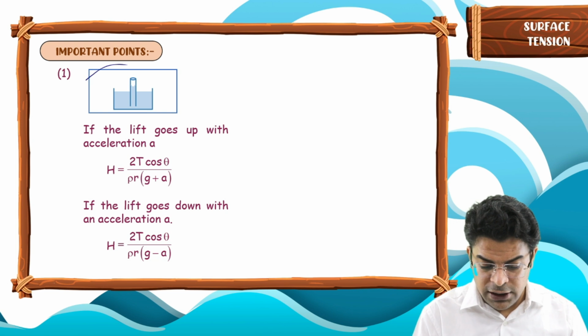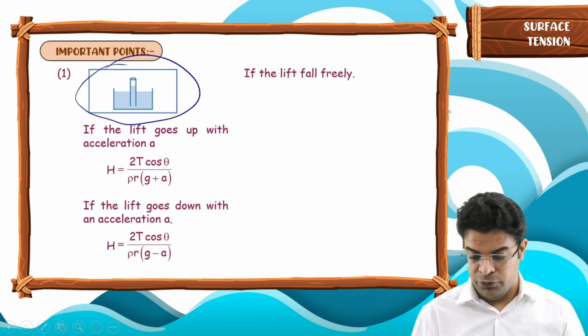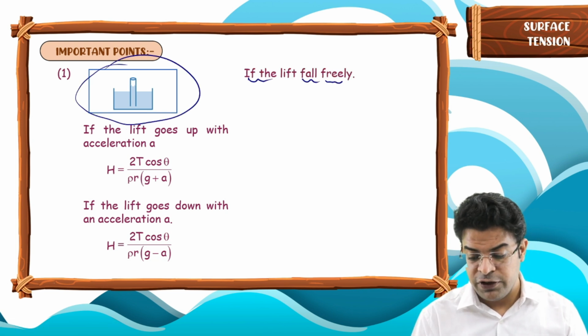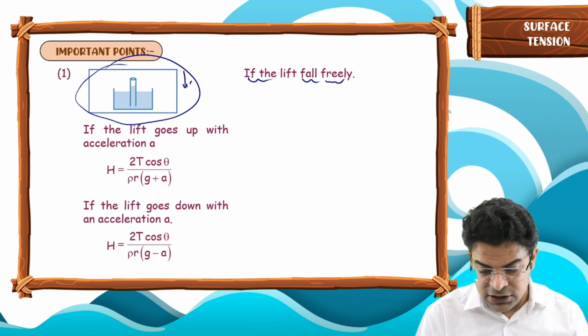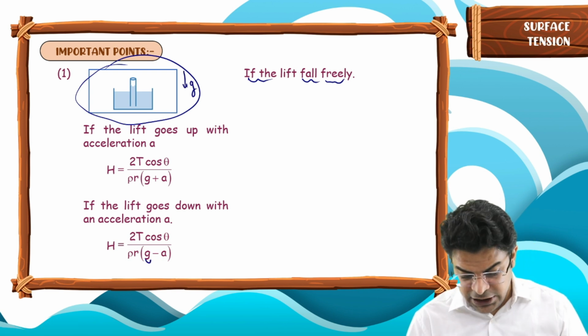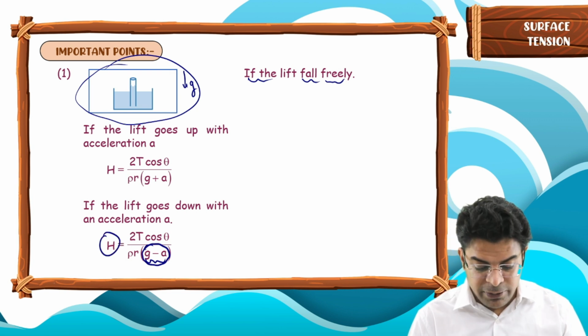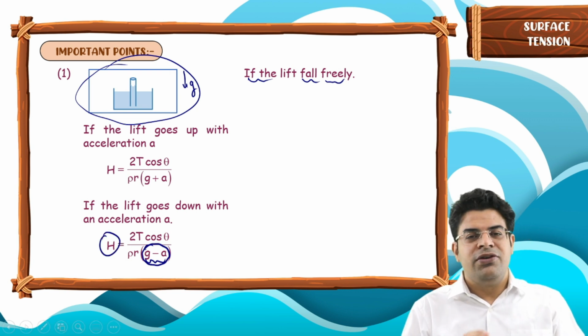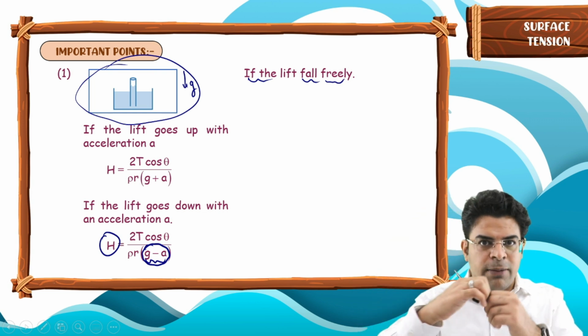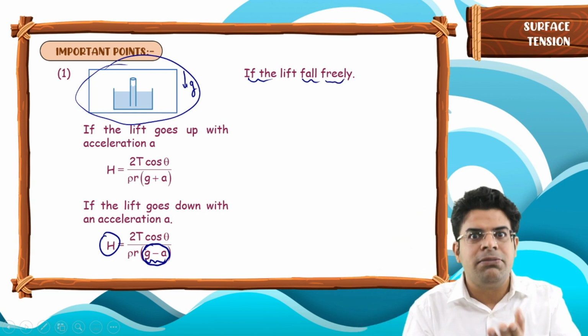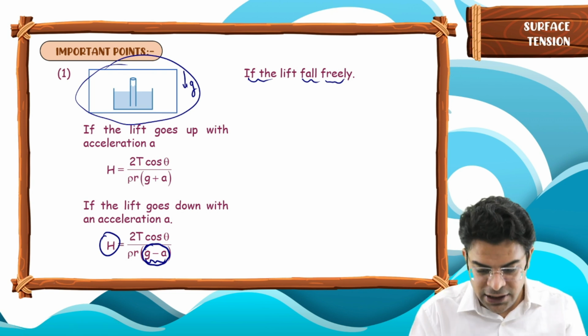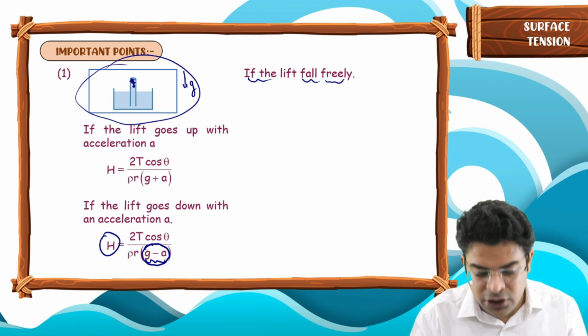If this whole lift does free fall, so if the lift falls freely, then its downward acceleration will be g. Then the g effective will be 0. So this denominator part becomes 0. So the height becomes infinite. Beta, you can't have infinite height of capillary rise in the tube. The maximum height that the fluid can rise is when it fills up the entire tube.